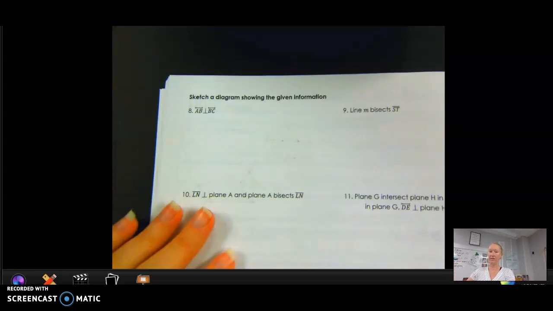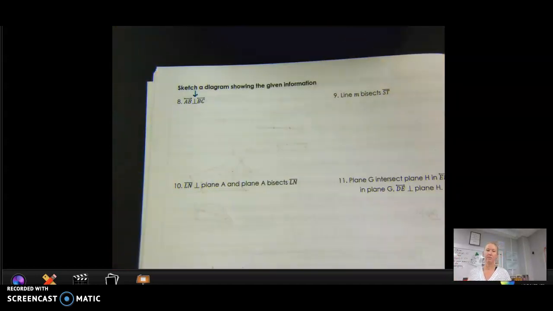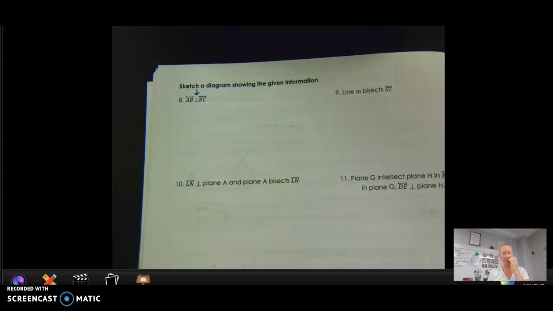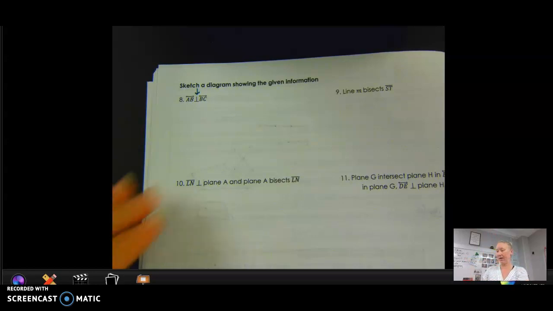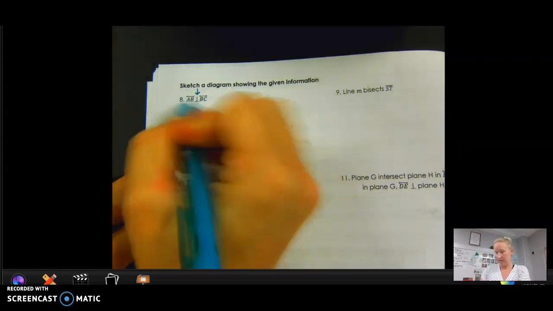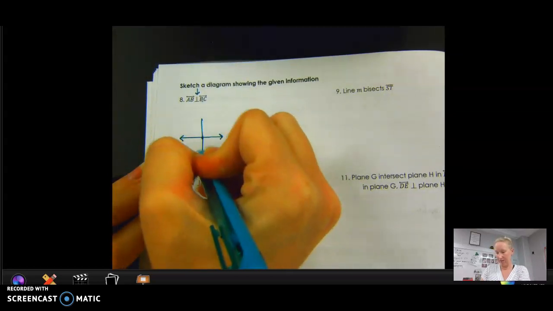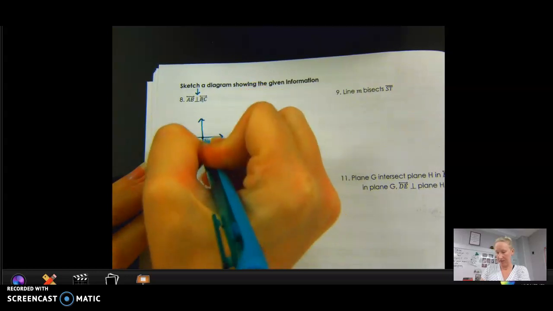Sketch a diagram to show the given information. Okay, guys, this right there means perpendicular. And from Algebra 1, remember perpendicular are two lines that intersect at a 90-degree angle. So I have AB and BC. That means that their point of intersection would be B because they both contain B. So that point there is B.